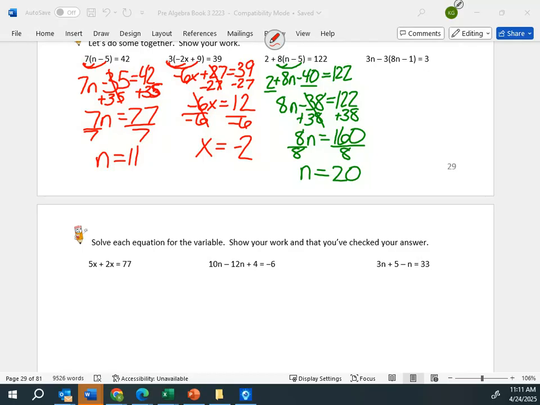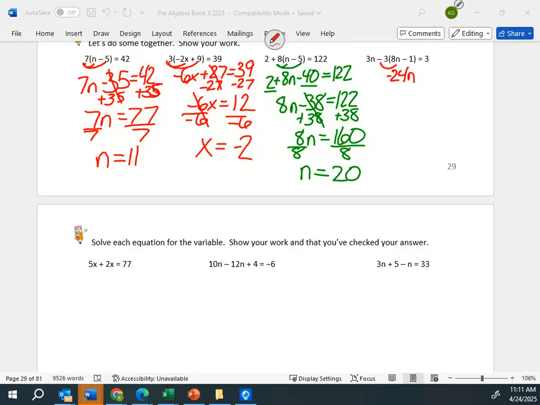What should I do? Hadley. Yeah, I have to multiply through that negative 3. I'm so glad you noticed it was minus 3, because that's a negative 3 we need to multiply through, because that minus sticks with the 3. So what is negative 3 times 8n, Hadley?